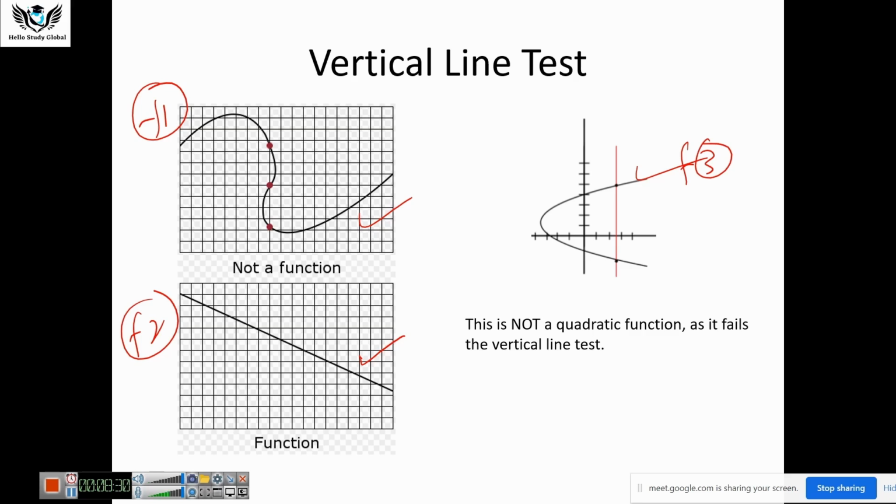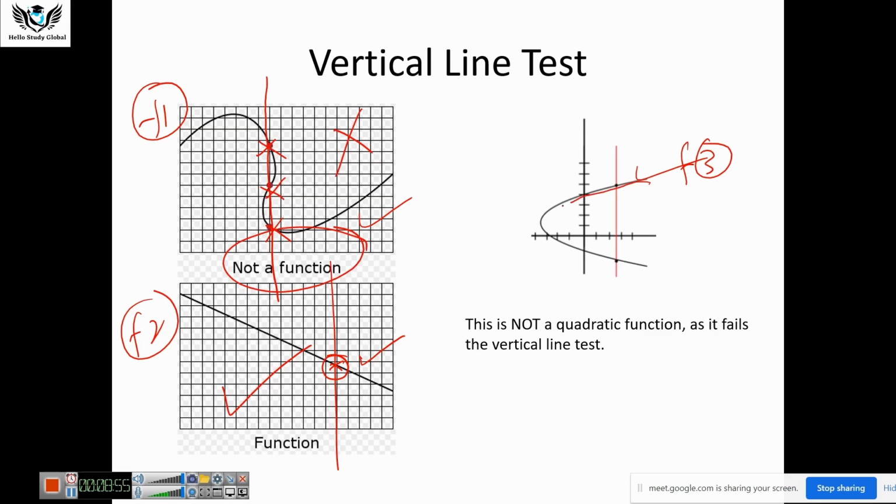The vertical line test says draw a vertical line anywhere in the graph. It should cut the function only at one point. If it cuts the function at more than one point, then it is not a function. So this one is a function. Is the first graph a function? No. If you draw a vertical line, it cuts at 3 points over here. It should only cut at 1 point. So this is not a function.